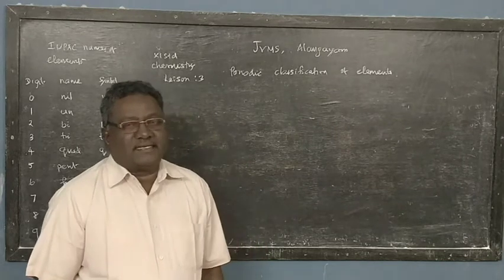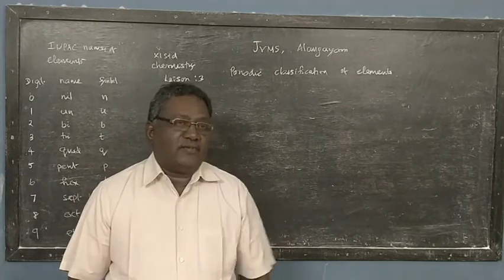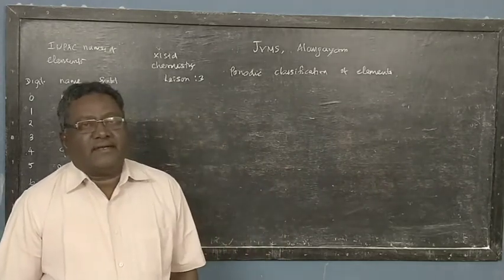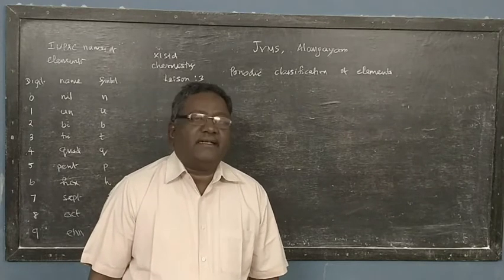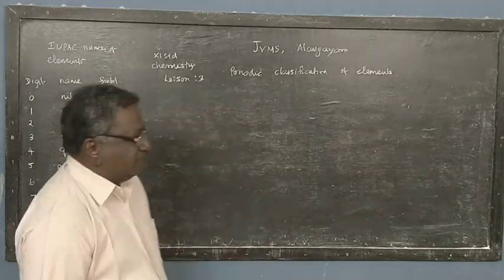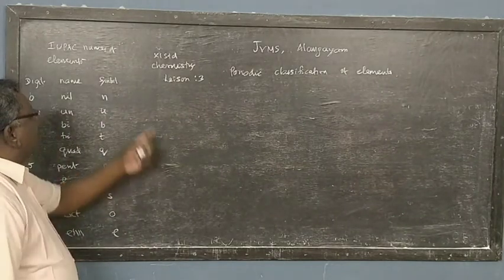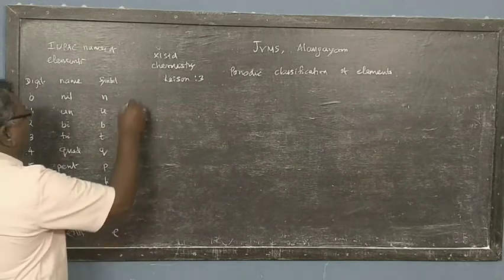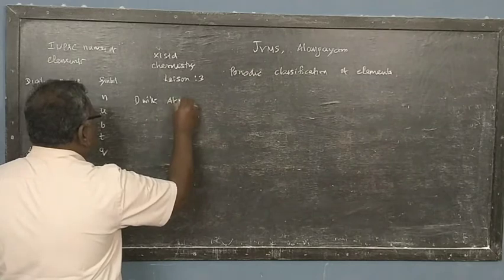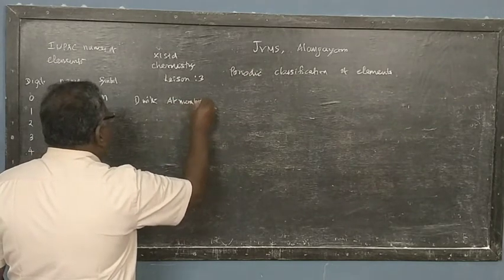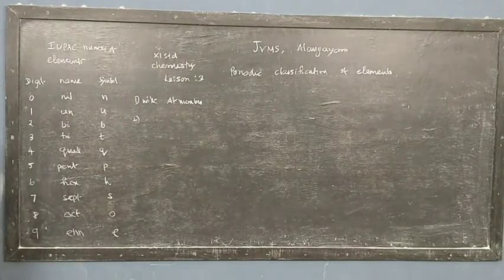After that, Moseley. Today we are going to study two topics. One is how to write the IUPAC names of the elements, and then what is Moseley's modern periodic law and the features of the modern periodic table, right? The IUPAC names of the elements are written using the atomic number. So the atomic number is used to write the IUPAC names, right?